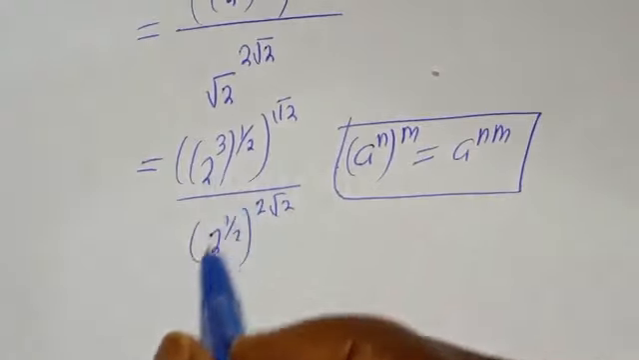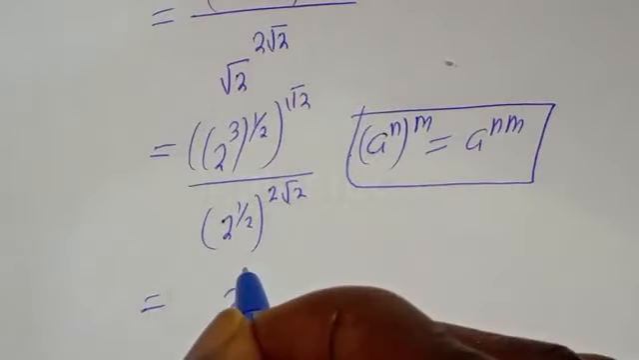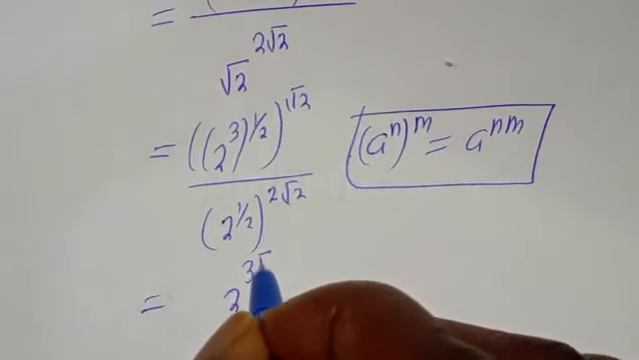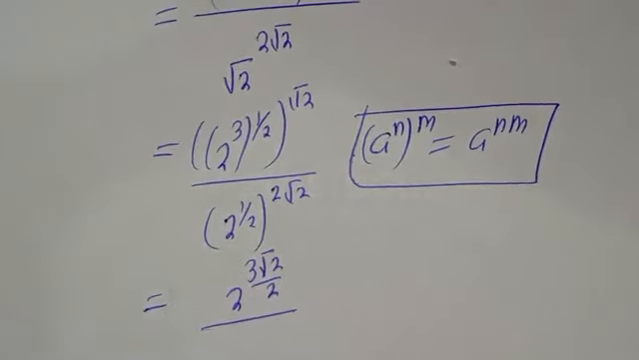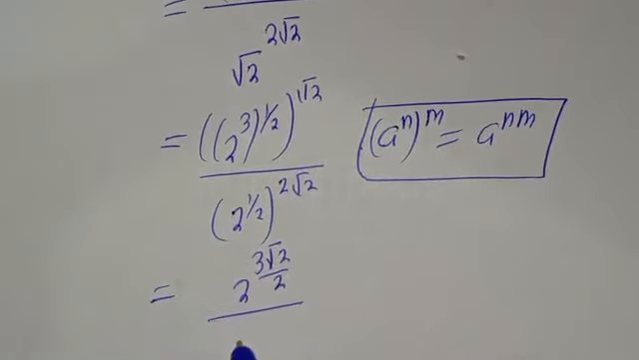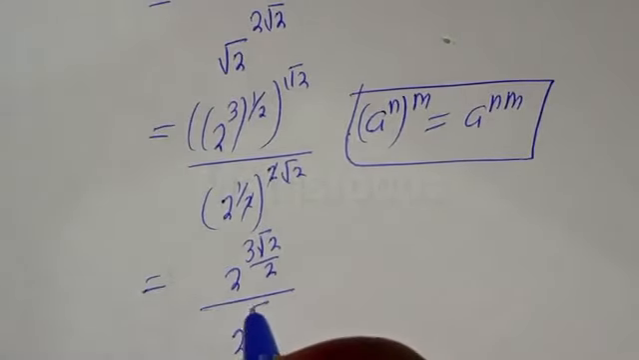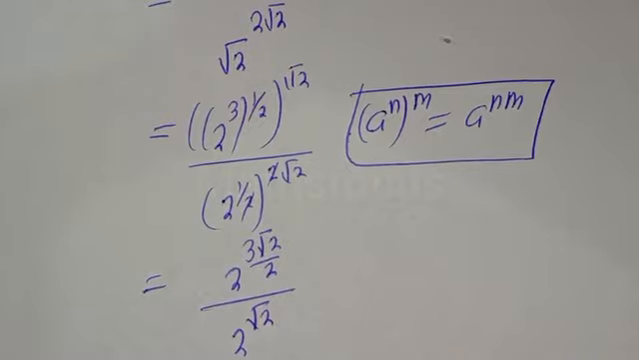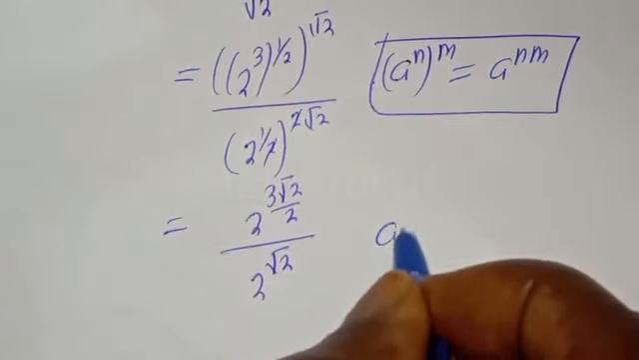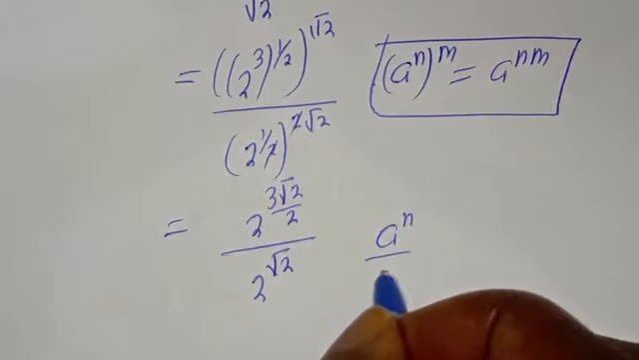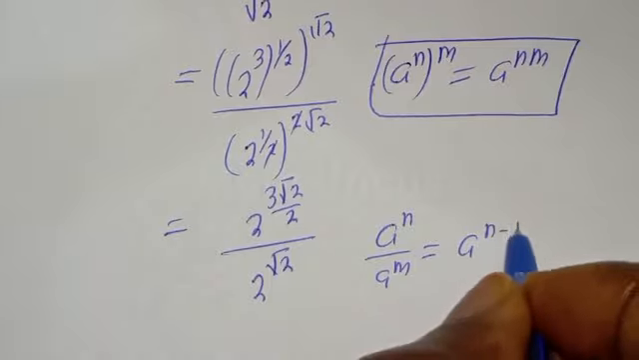Then this can be written as 2 raised to power 3 root 2 over 2, divided by, this will cancel this, 2 raised to power root 2. Now if you have a raised to power n over a raised to power m, this is equal to a raised to power n minus m.